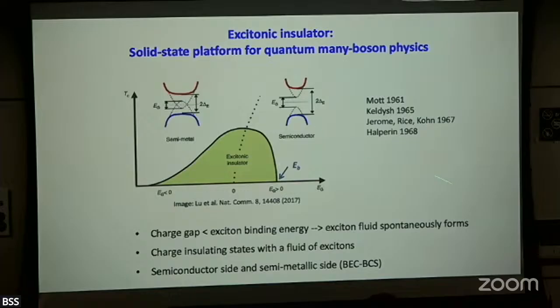And in the ground state, we expect to see superfluidity and so on. Sometimes you can also call this a Bose-Einstein condensate, if you consider the semiconductor side. And you can imagine this can also occur from the other side, when you have a semi-metal, and this corresponds to the BCS limit.